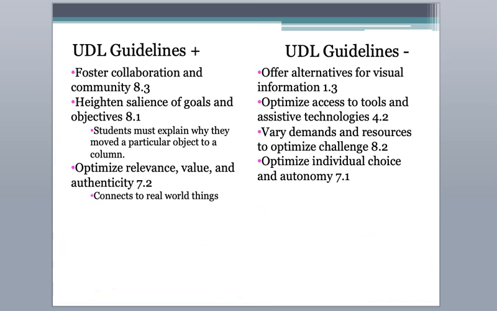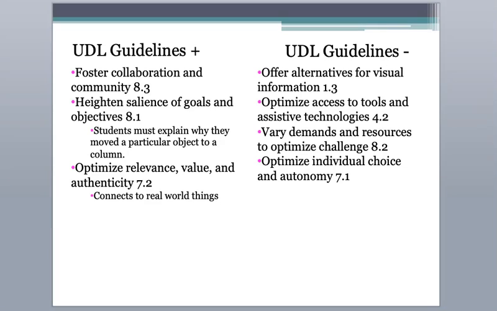For the UDL guidelines, a lot of positives were that there is a collaboration of community because this is done whole group and the students can talk about it with one another as to why they picked the object and put it in the column that they decided on. So I said about how it heightens the salience of goals and objectives, since students must explain why they moved a particular object to the column that they did. And it does optimize the relevance, value, and authenticity because it does connect to real world things, because they do need to be aware of things that are living and non-living within our real world.